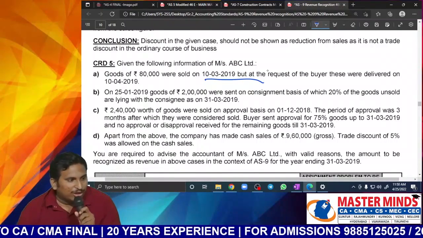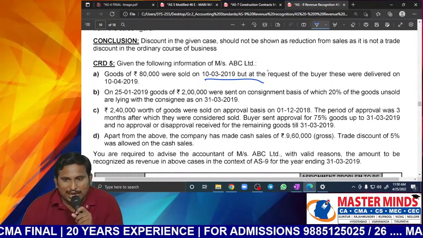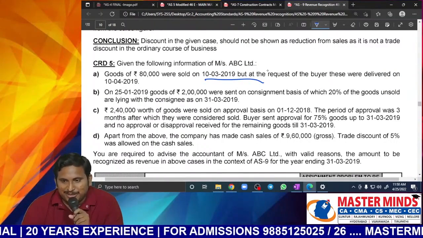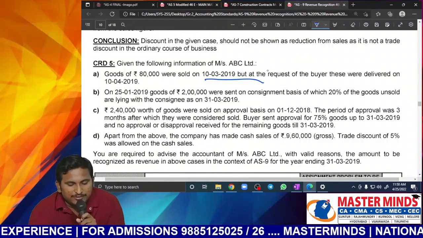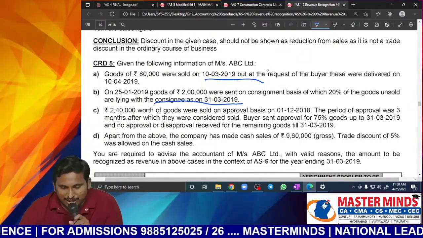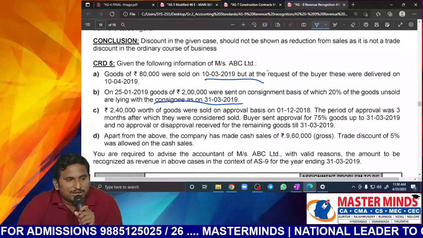Next, on 25th January, goods of 2 lakhs were sent on consignment basis, of which 20% of the goods unsold are lying with the consignee on 31st March. Can you tell me for how much we should recognize the sales, sir?